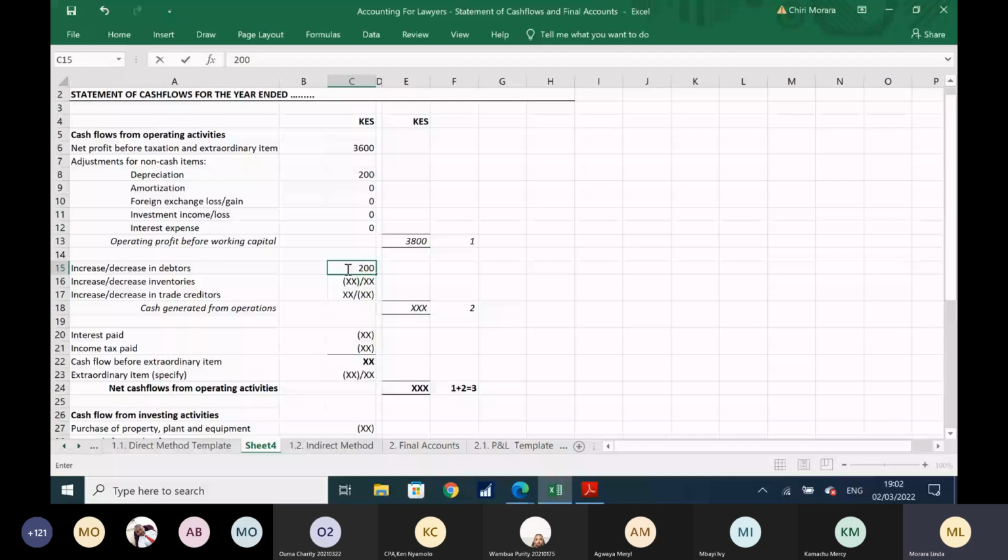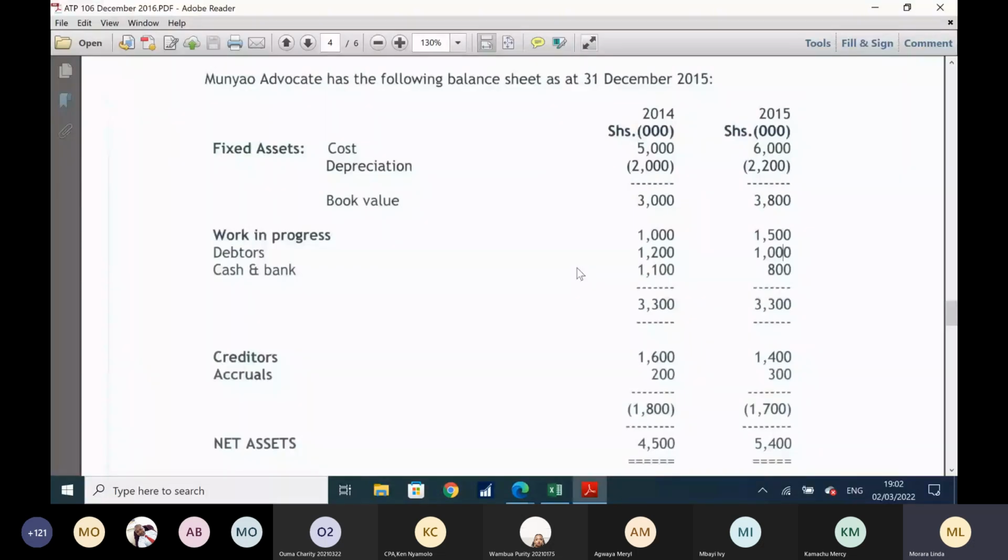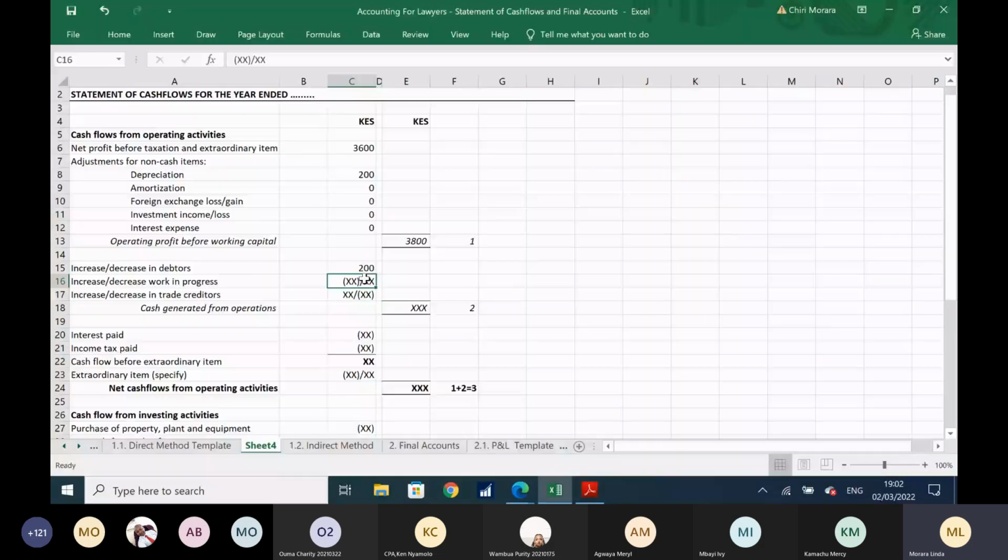So it comes here as a positive 200. And then I can rename this for the purposes of our question to work in progress. And for my work in progress, at the beginning of the year, my work in progress was 1,000 bob. But as at the end of the year, my work in progress is 1,500 bob. So I have actually invested 500 more in work in progress. I have spent 500 more, so that is an outflow. So I'll do a negative 500 there.